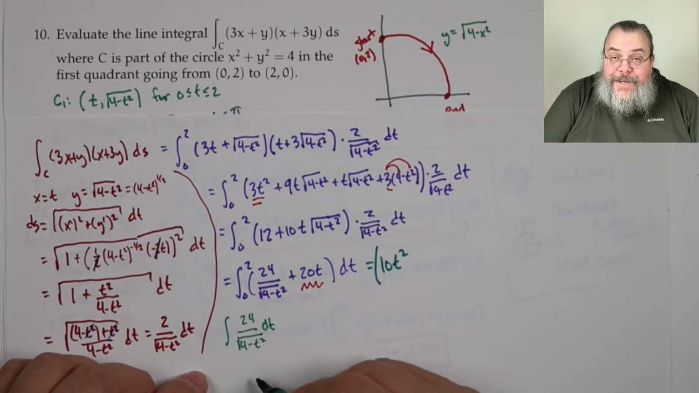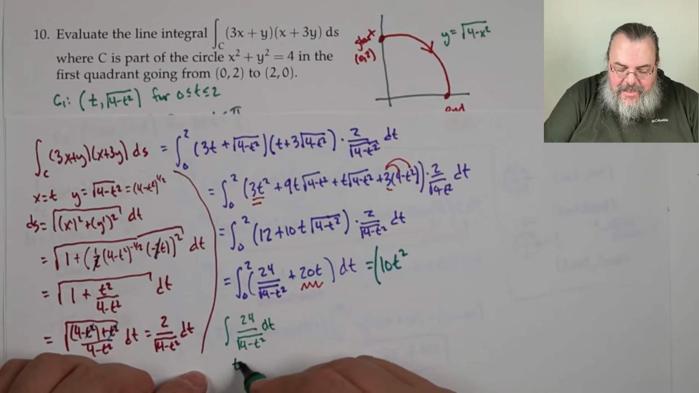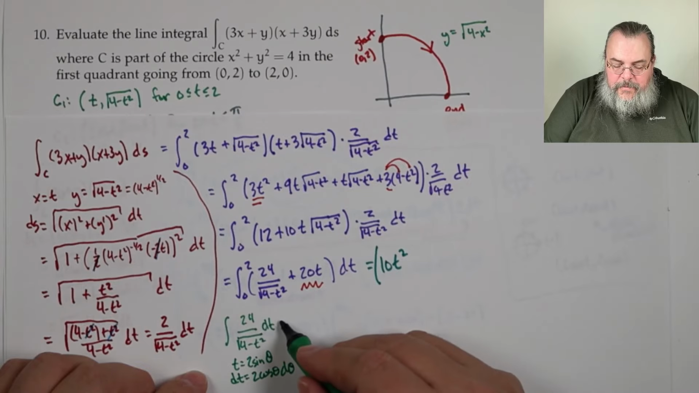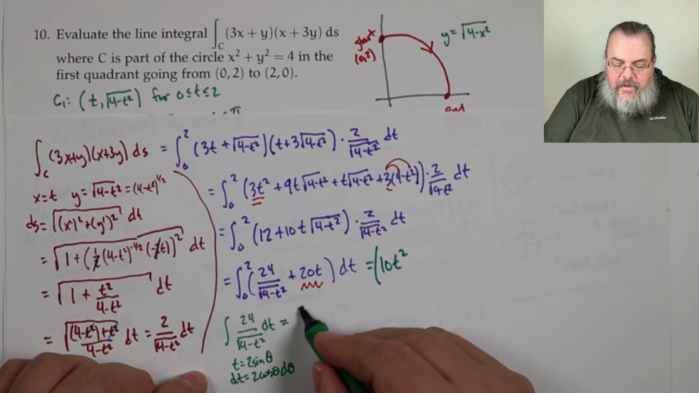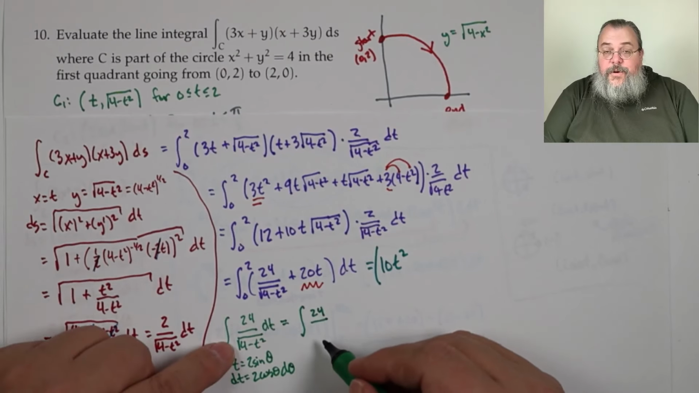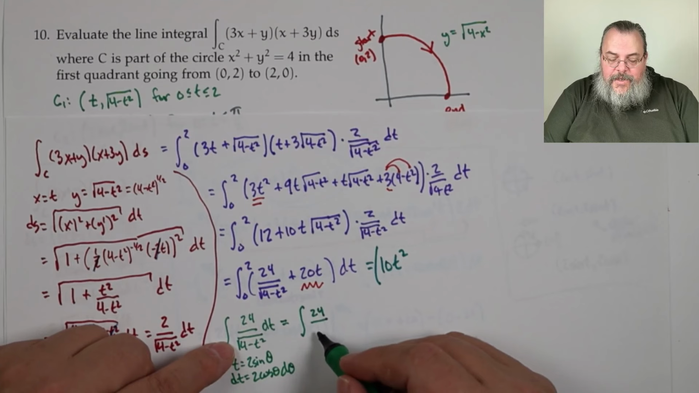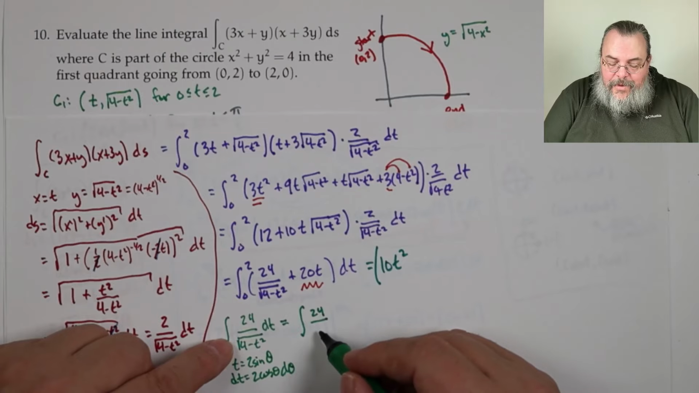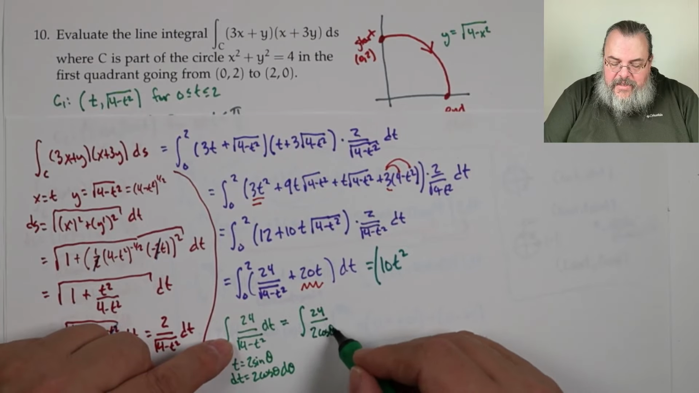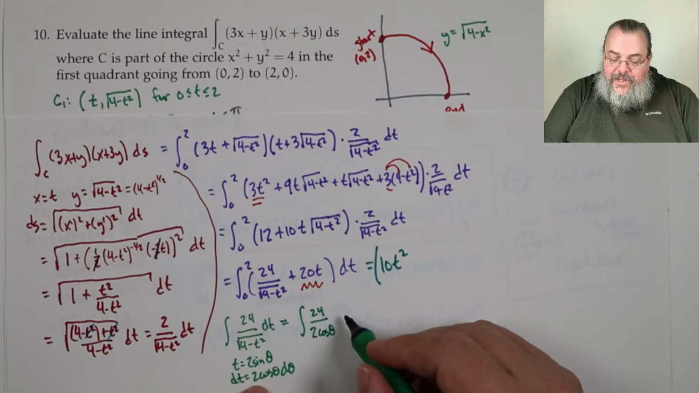Well, this is a trig sub. We do t equals 2 sine theta. Then what does dt become? It becomes 2 cosine theta d theta. If you carefully dig through this, you get 24 over the square root of 4 minus 4 sine squared, which becomes 4 times 1 minus sine squared, which becomes cosine squared. Take the square root, you get 2 cosine theta. And dt is 2 cosine theta d theta.